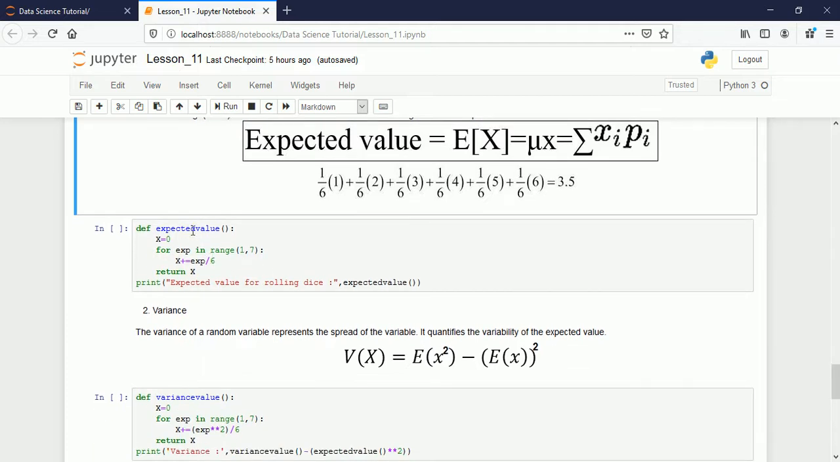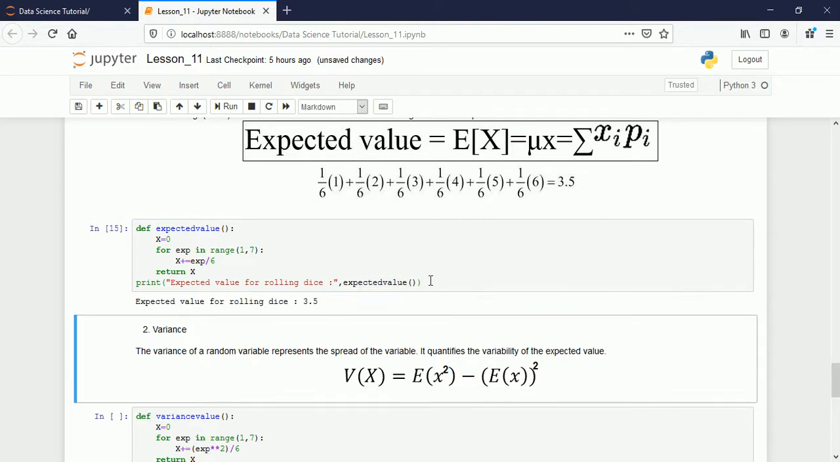Very simple. I created a function here, expected value, with x equal to 0, and I say go from 1 to 7. It is not taking 7, it goes up to 6. So each number is divided by 6: 1 divided by 6, 2 divided by 6, 3 divided by 6, and so on. You add them all, the result is stored in x, and then return that. Here I am printing the function, and the result is the same, 3.5.